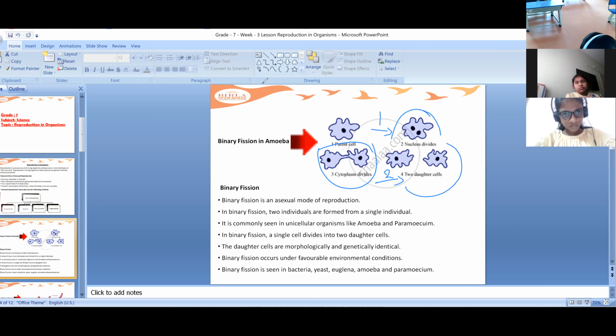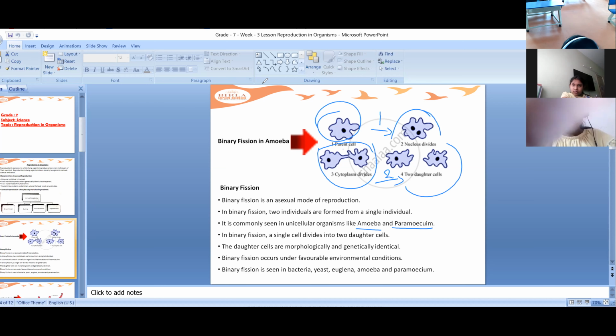It's commonly seen in unicellular organisms. Amoeba is a unicellular organism. You can see this asexual reproduction in amoeba and paramecium also. Okay, so these are unicellular organisms. In binary fission, a single cell divides into two daughter cells.